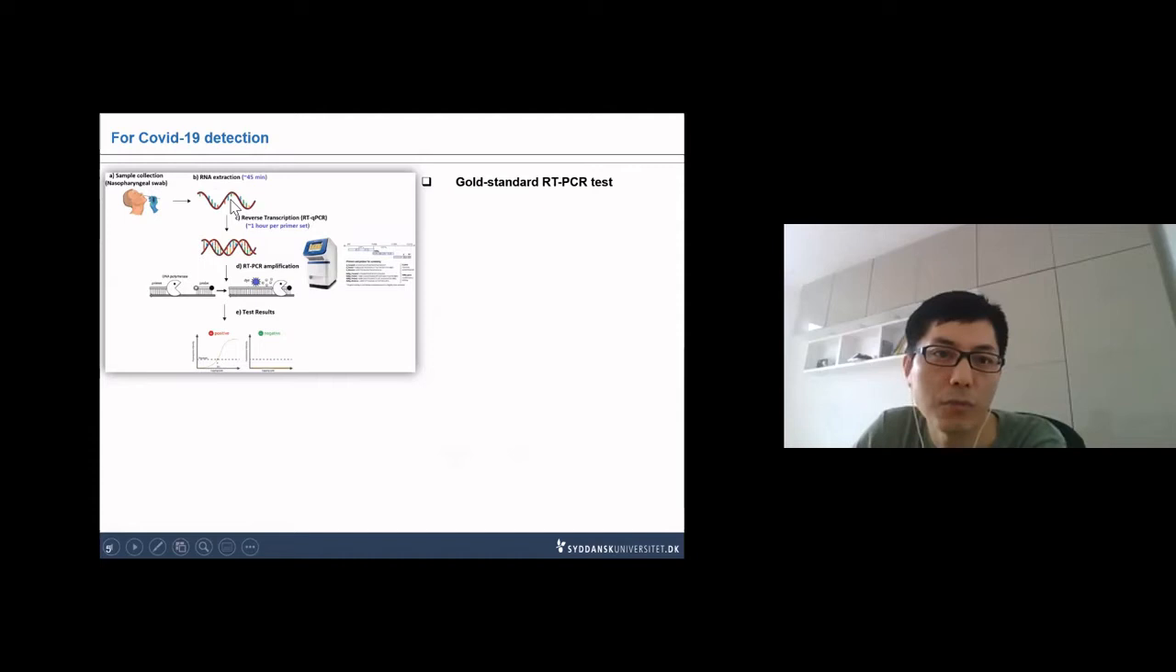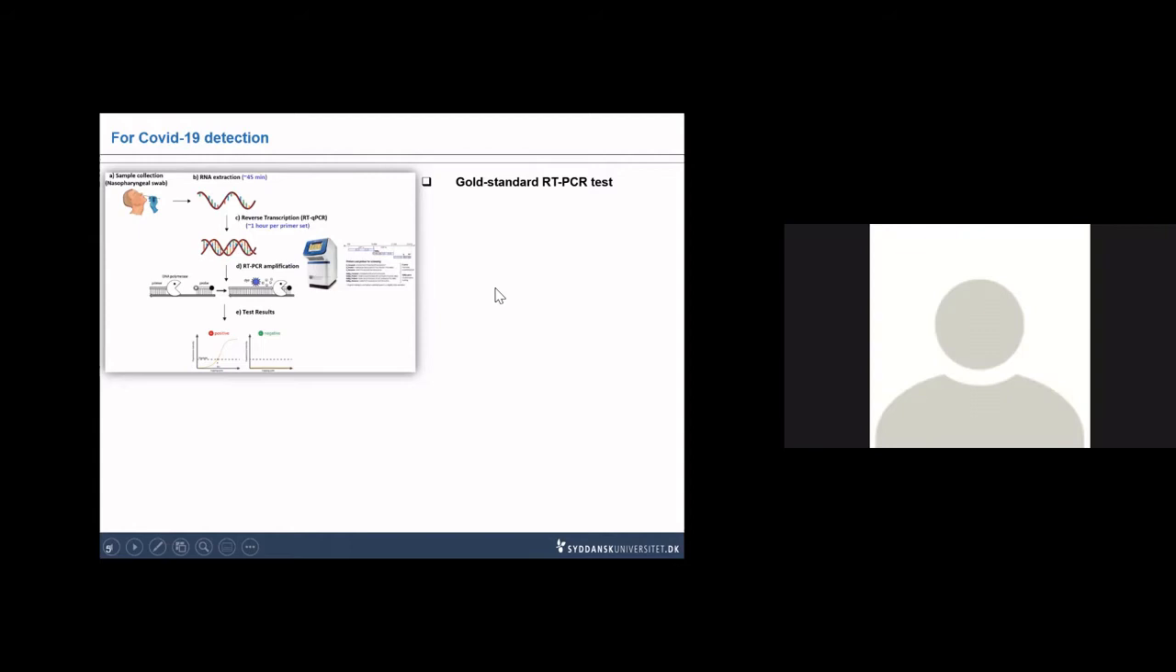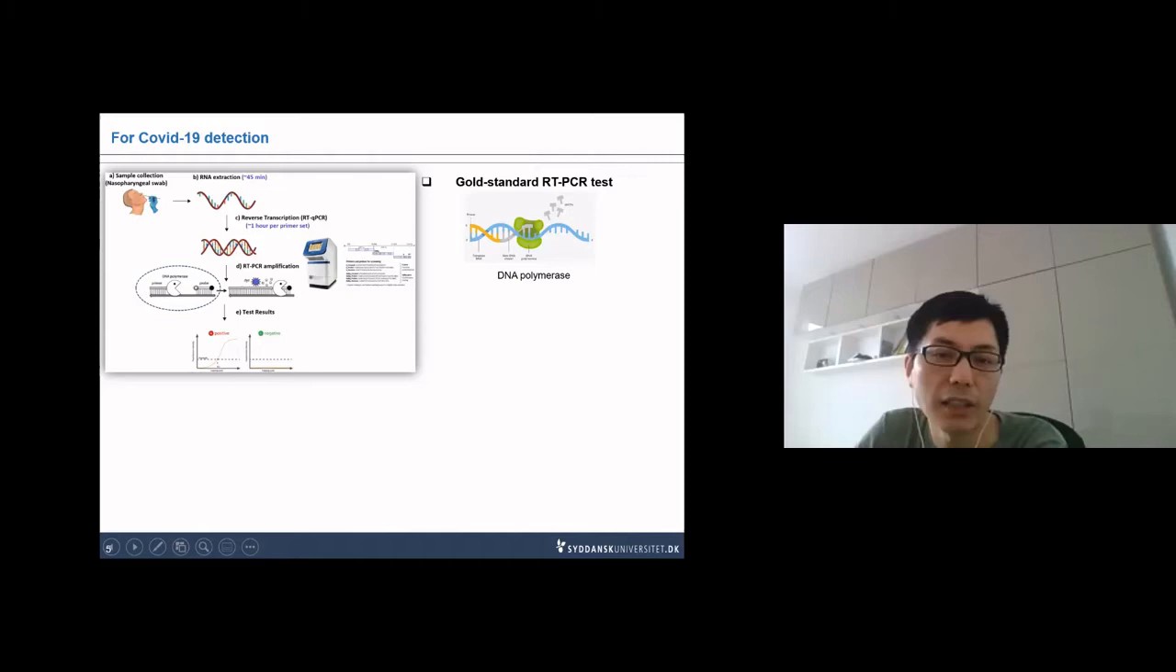But usually the amount of produced DNA is not enough for the detection. In this case, we need classical PCR procedures to amplify DNA. This involves the important enzyme DNA polymerase to amplify the production of the DNA, which in the end can be read by the machine.